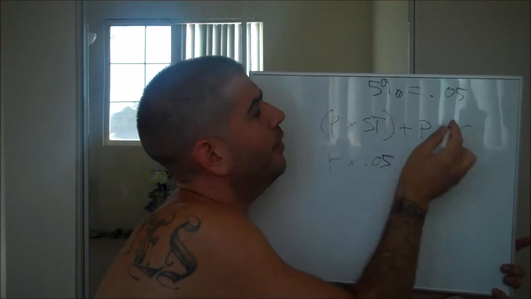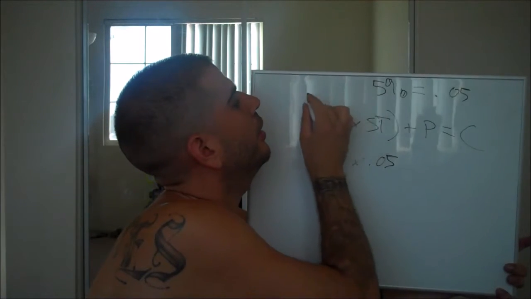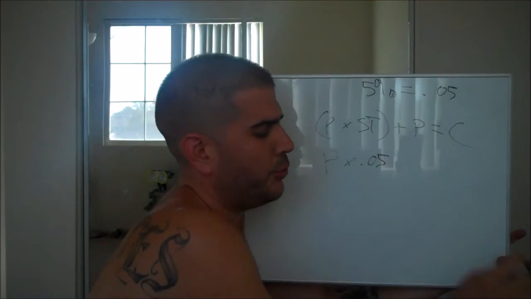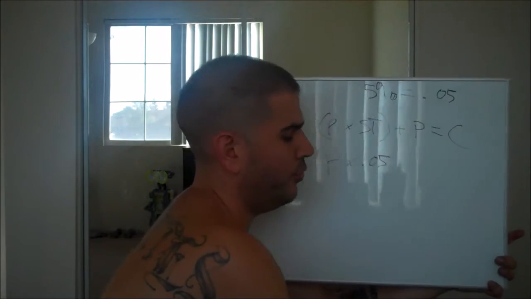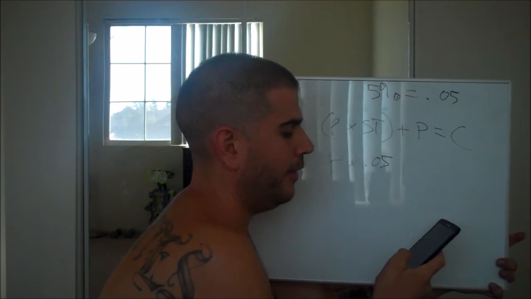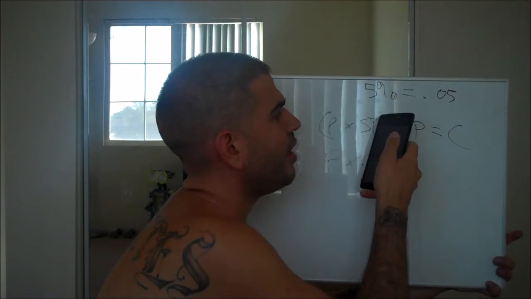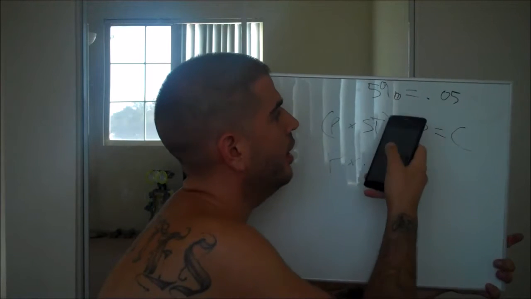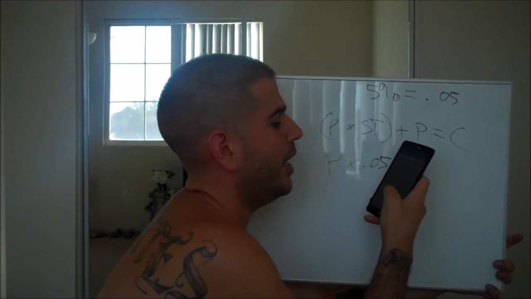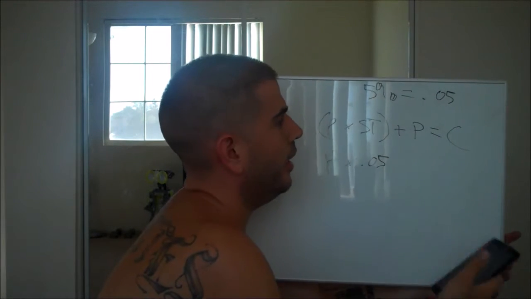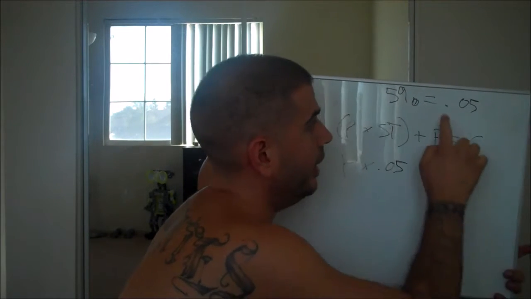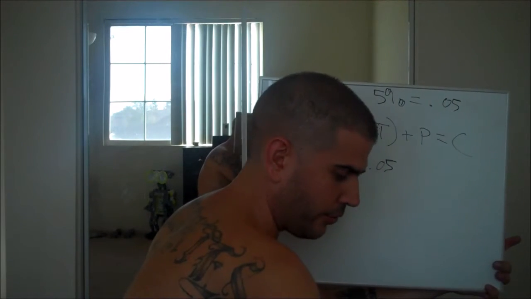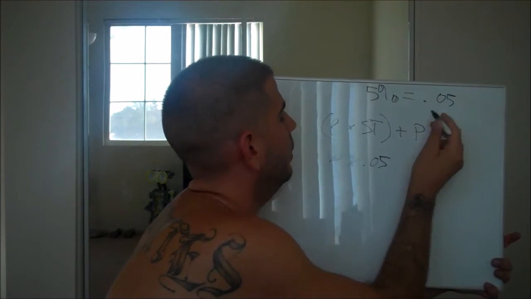And if you want to know how to figure that out, you do 5 divided by 100. I'm so used to just doing it the quick way. If you want to convert a percentage to a decimal, you do the percentage divided by 100. Yeah, and that's how you get it. So that's how I got 0.05. 0.05 is your sales tax.